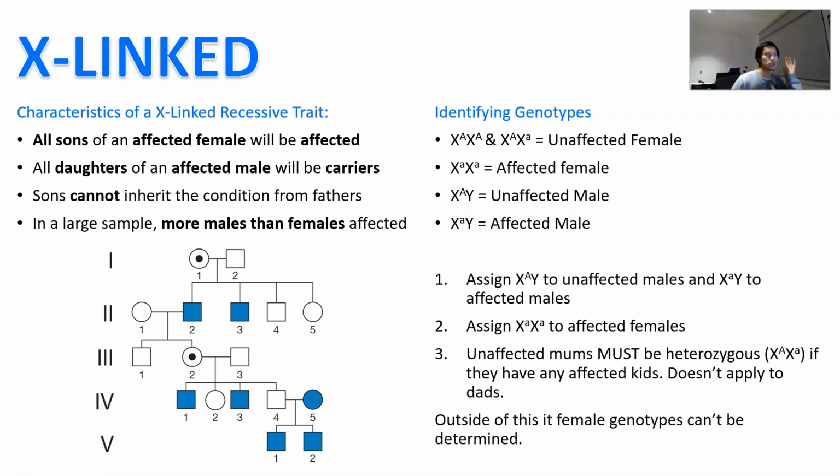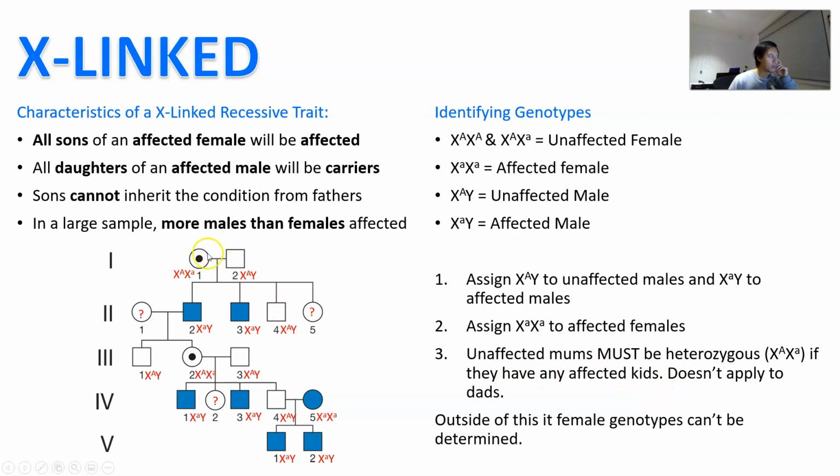So we're going to start by actually assigning unaffected people first because that will tell us what their genotypes should be, right? So we can actually put in unaffected males and affected males because there's only 1 or 2 possibilities there, right? So you can go ahead and put that in there. You can assign lowercase a to affected females, and then unaffected mums must be heterozygous if they have any affected kids, right? Doesn't apply to dads.